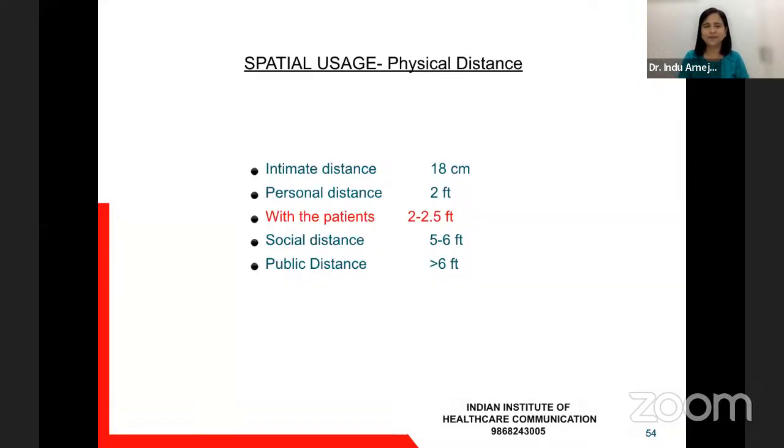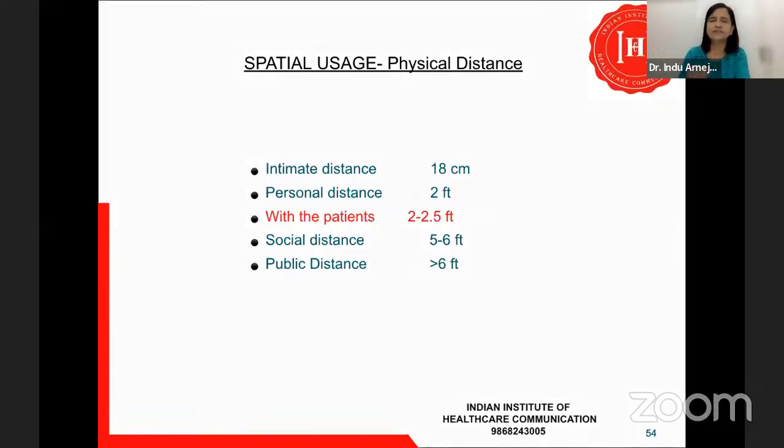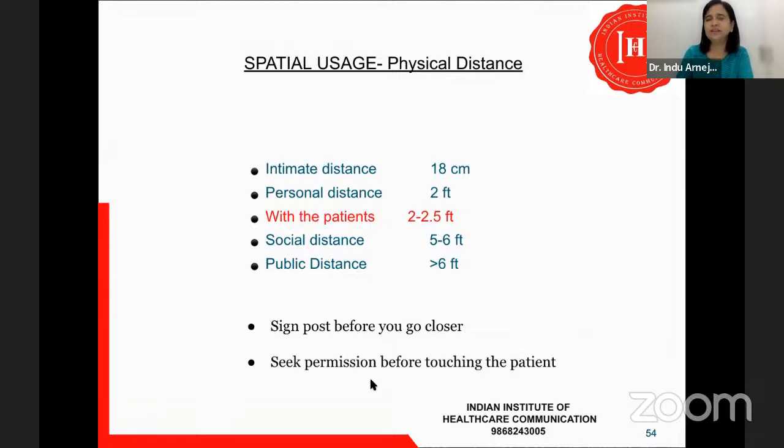You're right. So 2.5 feet is a good distance to maintain with the patient, because in case you need to go closer, and you will have to go closer, especially if you're going to examine patients' eyes or throat or ear, or even use a stethoscope, you will go closer. So it's very important again to signpost them and seek permission before.